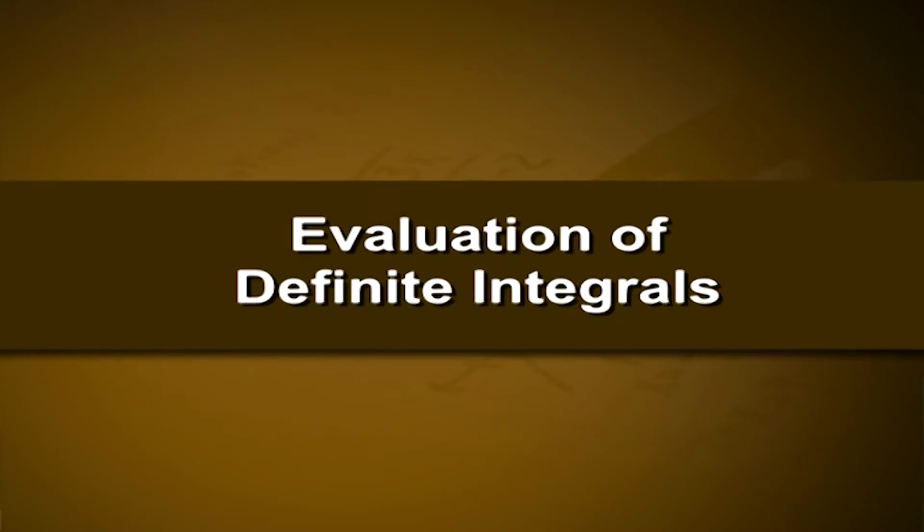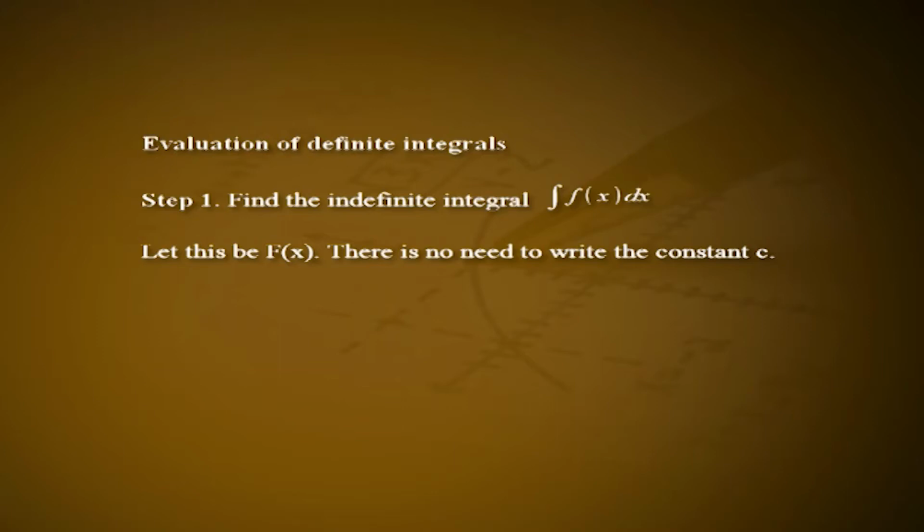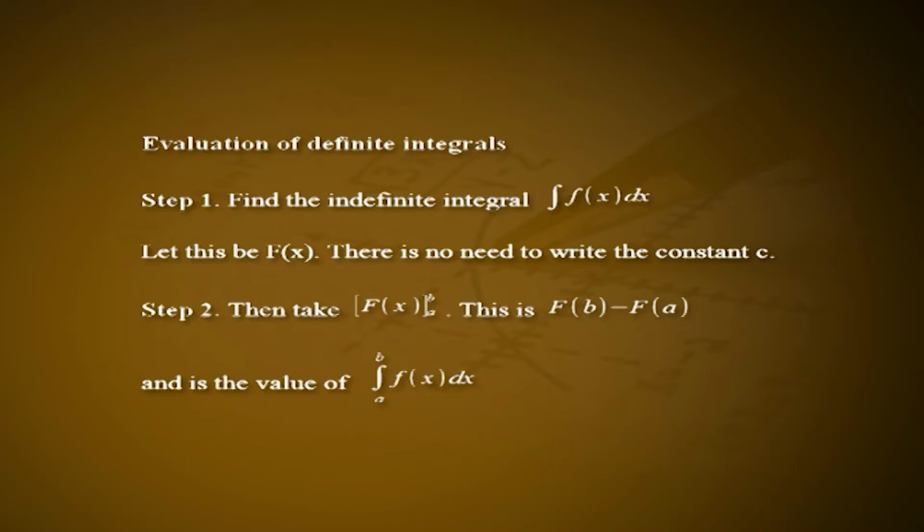Evaluation of definite integrals. Steps for calculating integral from a to b f(x) dx. Step 1. Find the indefinite integral of f(x) dx. Let this be capital F(x). There is no need to write the constant c. Step 2. Then take F(x) between the limits a and b. This is F(b) minus F(a) and is the value of integral from a to b f(x) dx.